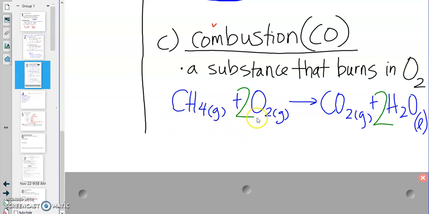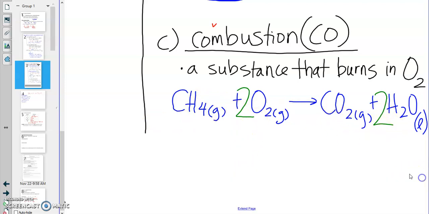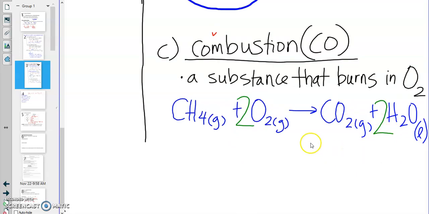And so that oxygen is going to be reacting, it's going to break down and react with the CH4 to make CO2 and H2O. And so with combustion reactions, you will always see two products, CO2 and H2O. That's going to be a very key important thing to remember when looking for a type of reaction. And so if you always see the products being carbon dioxide and water, then you can say without a doubt that's going to be a combustion reaction.